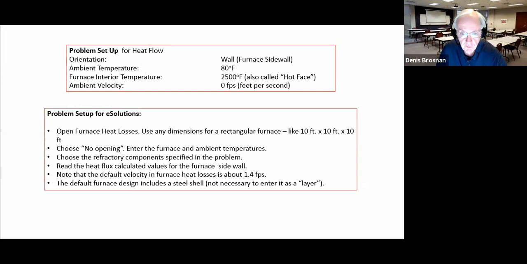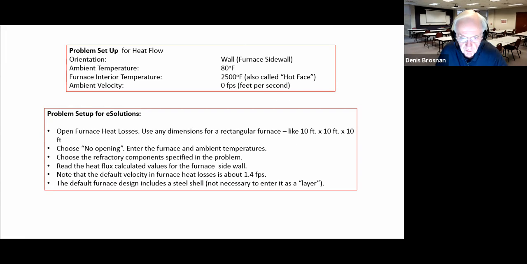We'll go through the steps for doing that with eSolutions. You're going to open the app. We're going to pick no opening because we really don't care about flue losses at this stage of our classes. We're going to choose refractory construction, refractory components as given in the problem. And we're going to read heat flux calculations through the wall. Now the heat flux, intensity of heat coming through the wall per square foot per hour, is going to be the same as the heat loss that the heat flow program gives you.